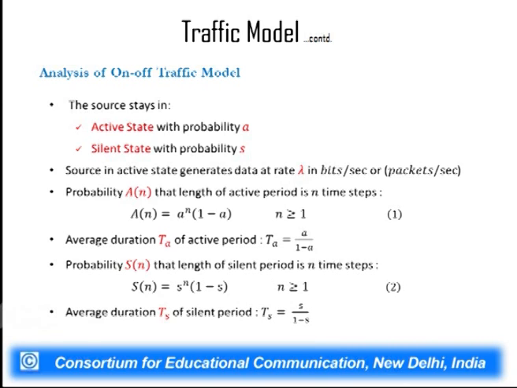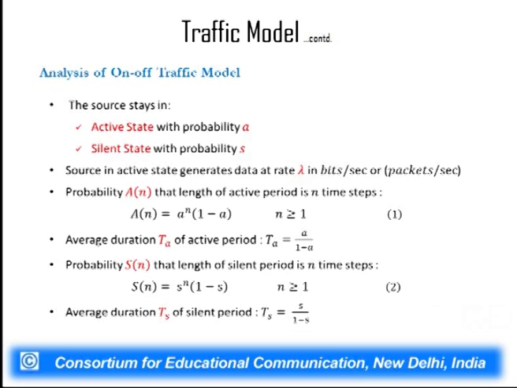Now if we know the data rate, we can find the probability a_n, which signifies the length of the active period. That is, if the length of the active period is n time steps, what is the probability of that particular time step? This probability is given in equation 1 as a^n times (1 minus a). Remember, 1 minus a is the probability that we are now switching to the silent state. So it is the combined probability of those times when our device was in that particular active state. So we have taken a^n and 1 minus a. And obviously the constraint is that n should be greater than or equal to 1. We are not concerned about zero values here.